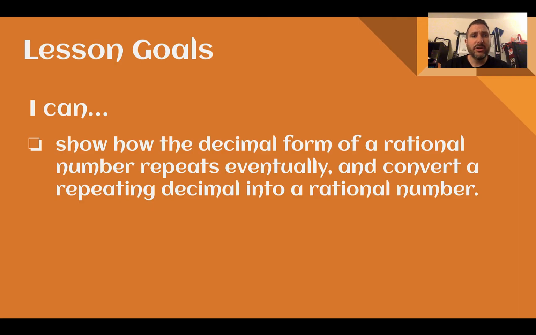After this lesson, you need to be able to show how the decimal form of a rational number repeats eventually and convert a repeating decimal into a rational number.